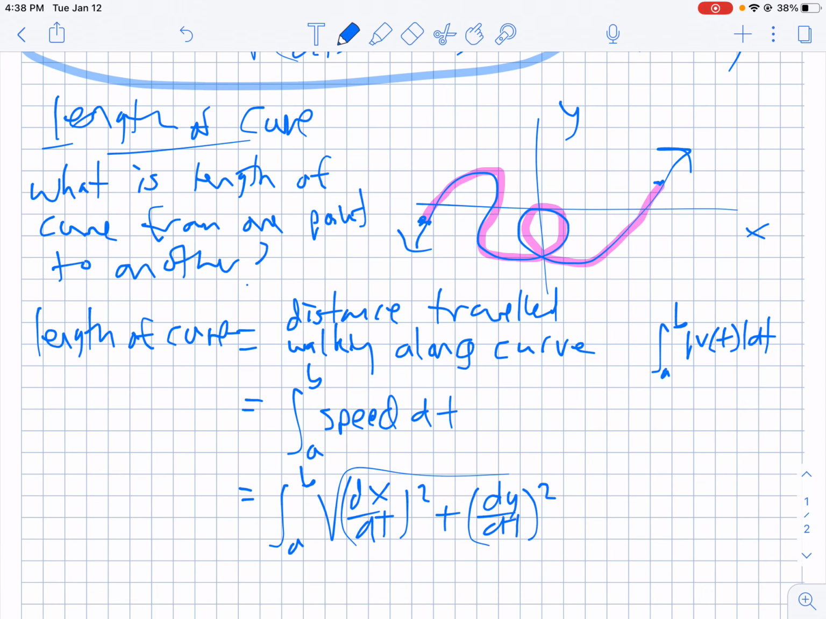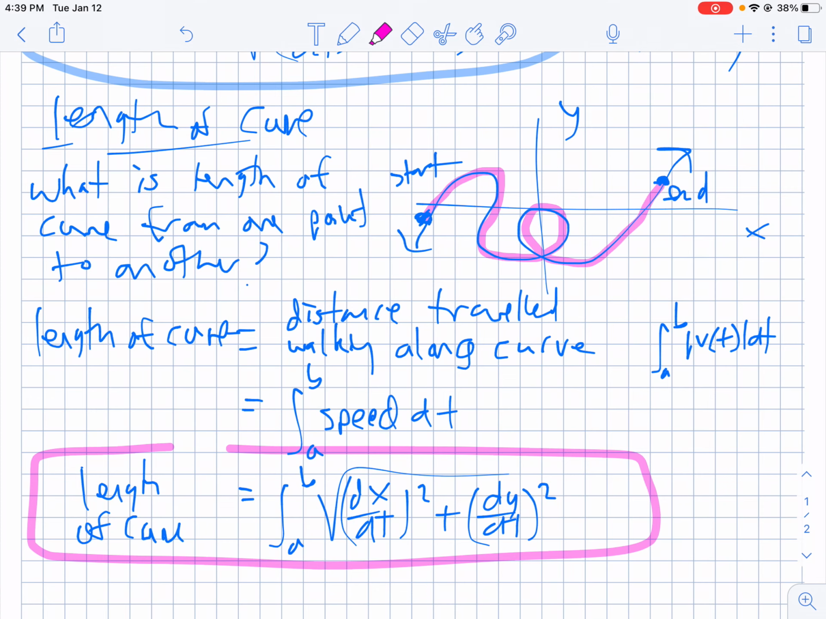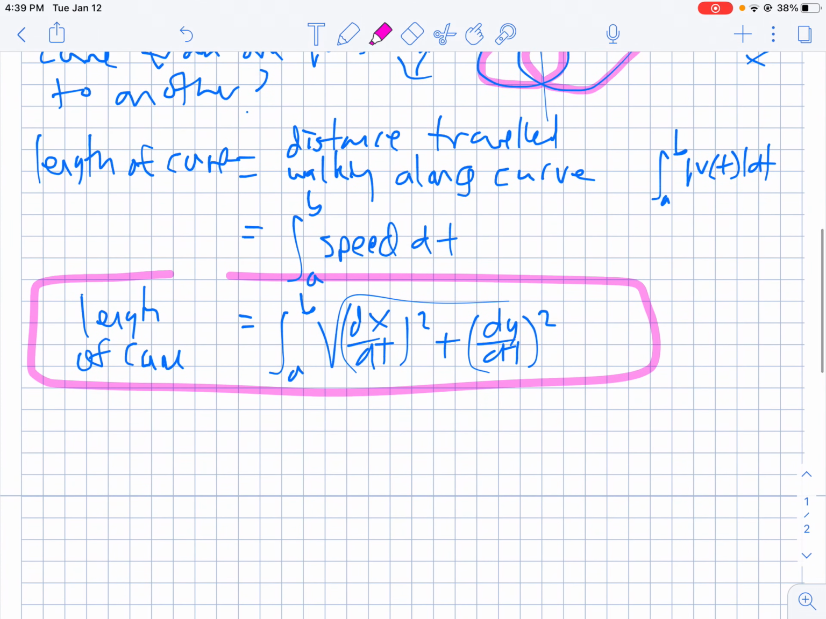So the length of that pink highlighted curve is the same as the distance someone travels by starting at one point on the curve and ending at another point on the curve. That just tells you how long the curve is. If you walk 3 miles on a path, the path is 3 miles long. So this is how we find the length of the curve, and this is our second key equation from the day. It's a useful formula that we're going to use a ton.